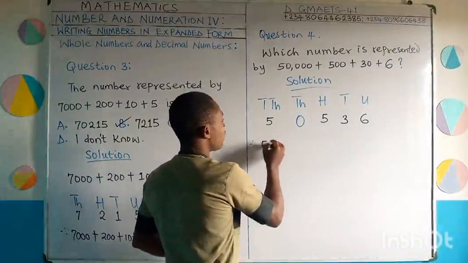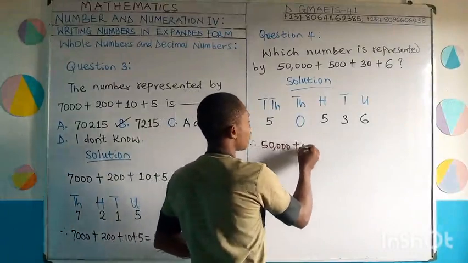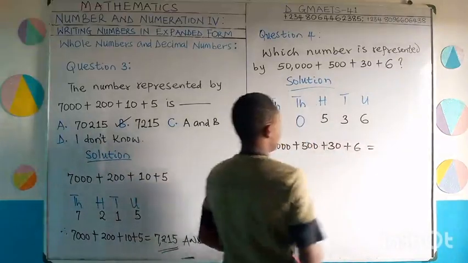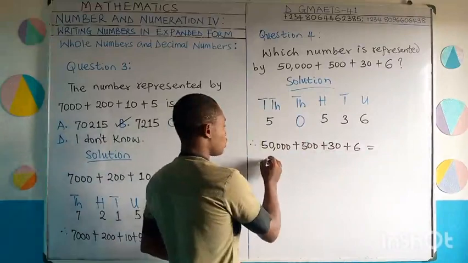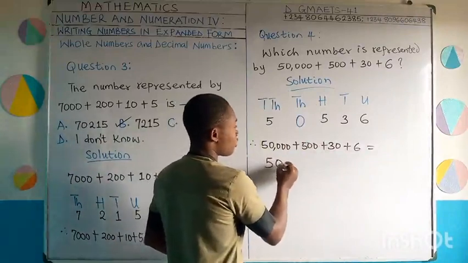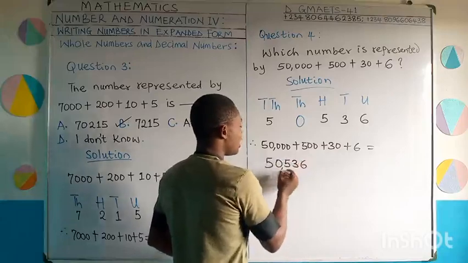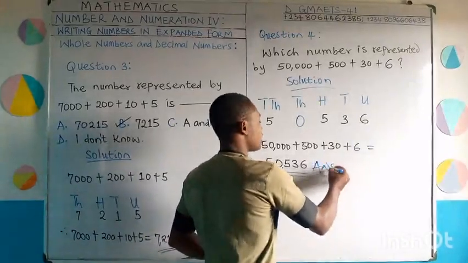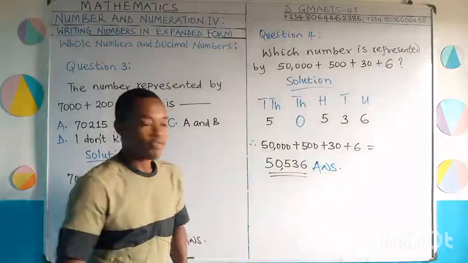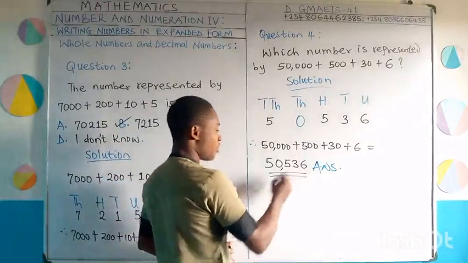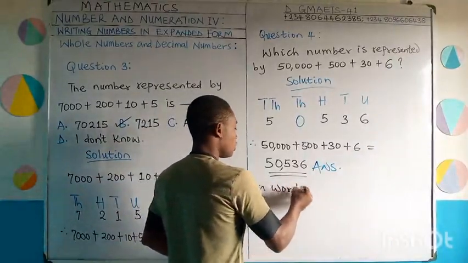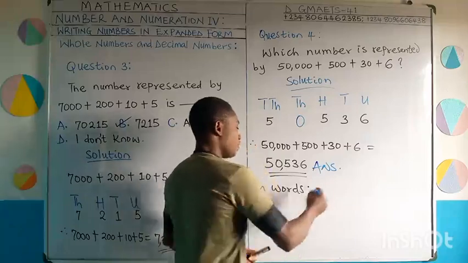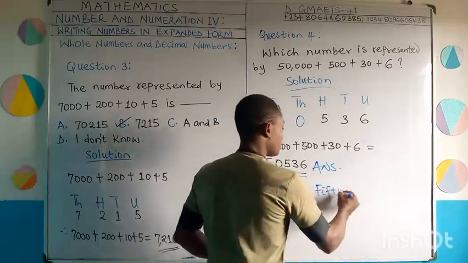Therefore, we could say that 50,000 plus 500 plus 30 plus 6, the number it represents is equal to 50,536. This is 50,536. Let me write it in words.